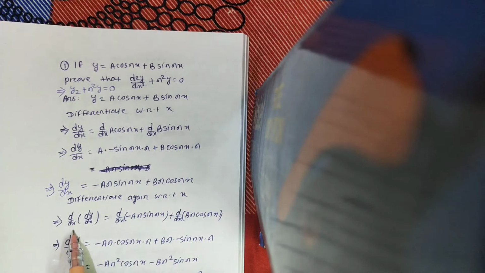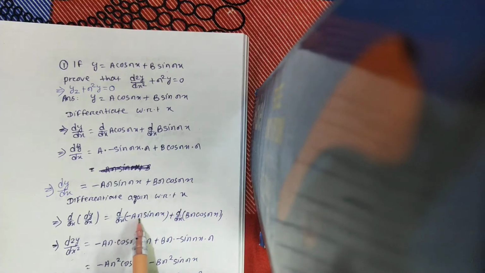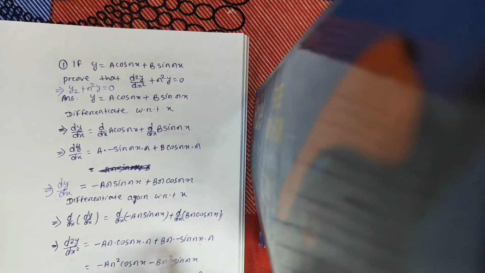So d by dx of dy by dx can be written as d square y by dx square, that is minus an, the derivative of sin nx is cos nx into n, plus bn, the derivative of cos nx is minus sin nx into n. Again simplifying this, we get minus an square cos nx minus bn square sin nx. Taking minus n square common, we get a cos nx plus b sin nx.